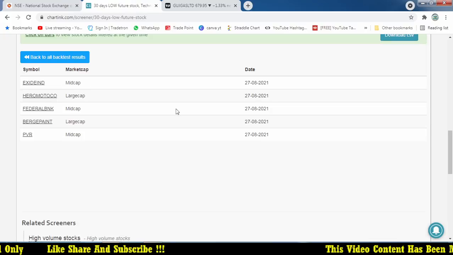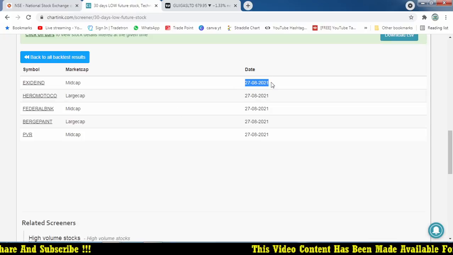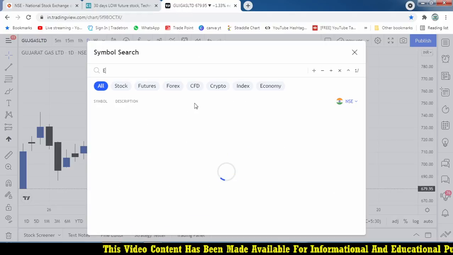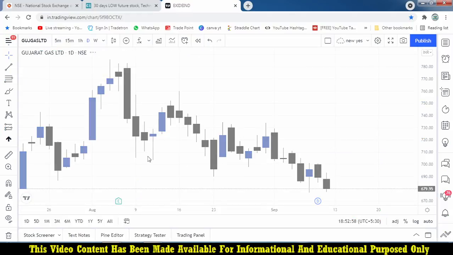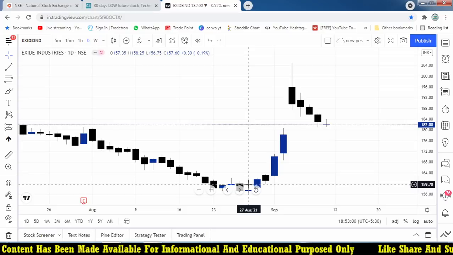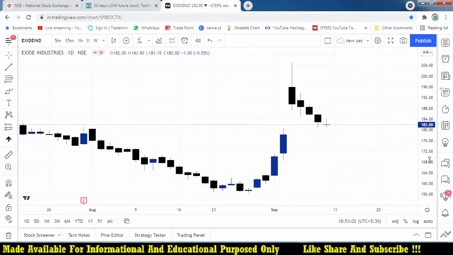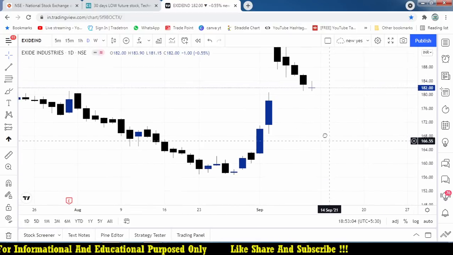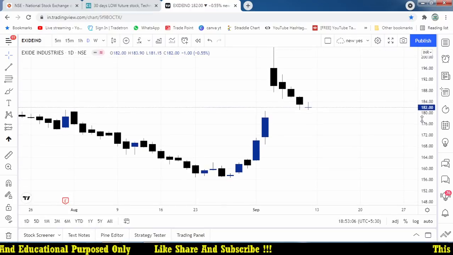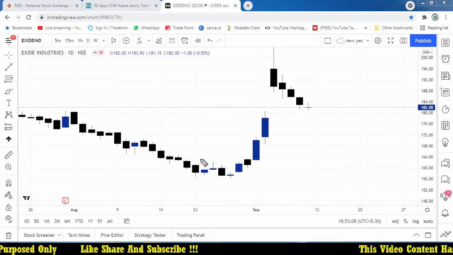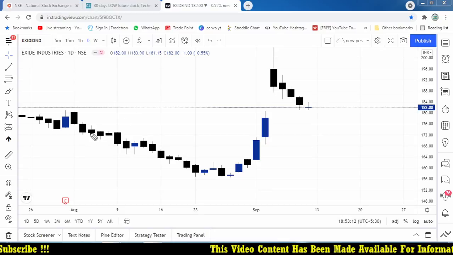So now, stocks which formed a 30 days low on 27/8. We will backtest here the stocks which formed a 30 days low on 27th August. This is exactly what I'm going to explain to you, what I'm going to do. Previously the trend of the stock keeps on going down.